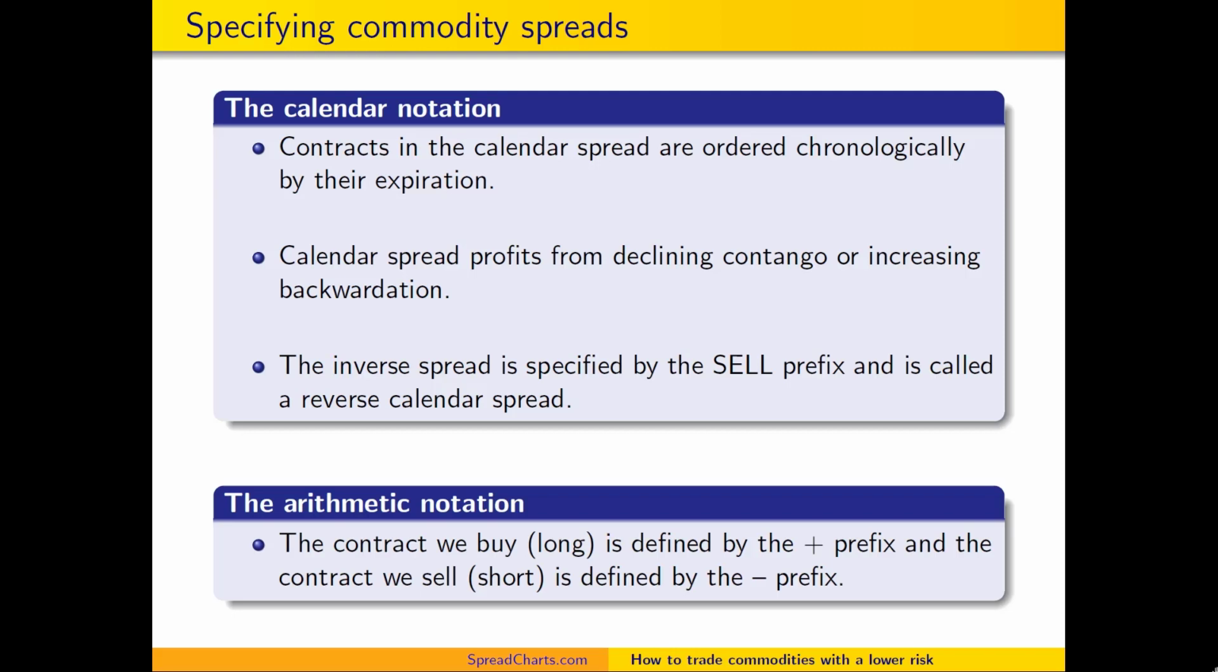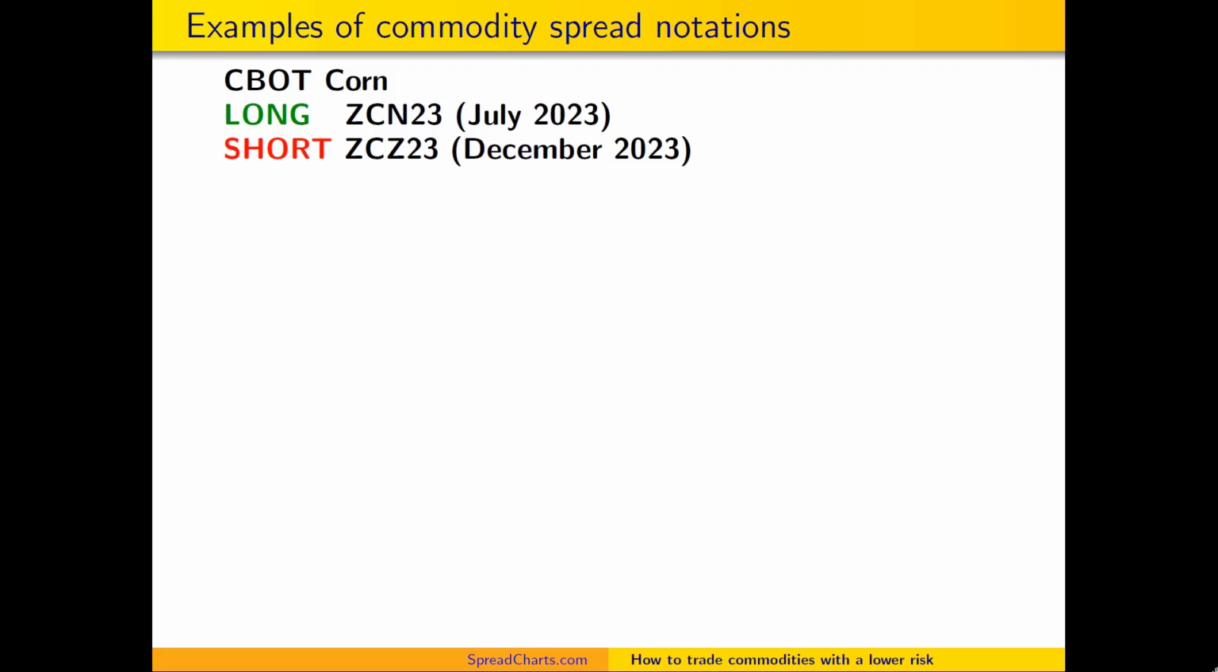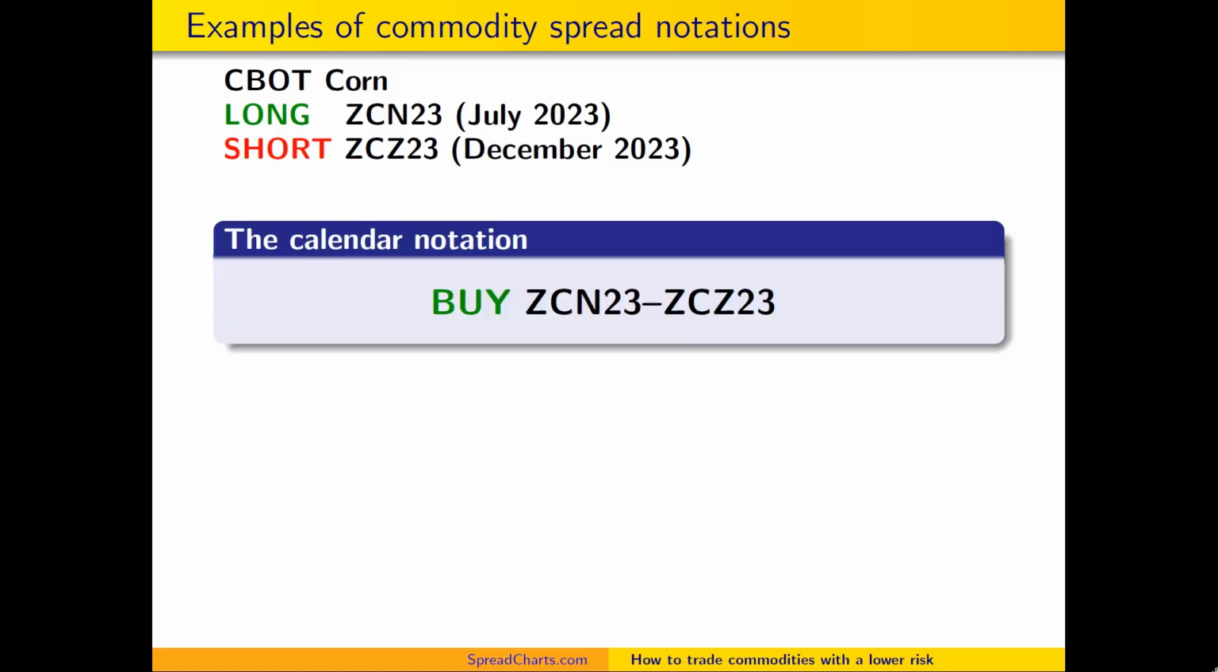This is exactly the case where an example is better than a long description. So let's make one. Assume we have this spread. We want to go long the July 2023 contract and short the December 2023 contract on corn. In other words, we would buy the July contract and sell the December contract. Let's start with the calendar notation. We will write down the tickers. The July contract is first as it expires sooner than the December contract. And the prefix will be buy, as we will be buying the closer contract and selling the distant one.